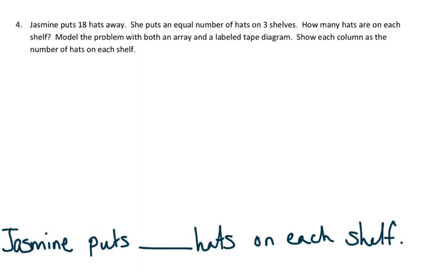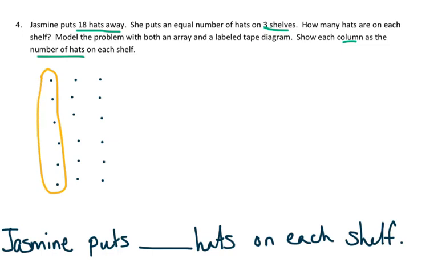Okay, and that reads, Jasmine puts blank hats on each shelf. We have some information that we can use. We have 18 hats to put away. We have 3 shelves, and we want the column to be the number of hats. Okay, so let's just do our 3 shelves, and we're going to have 18 hats. So we have 1, 2, 3, 4, 5, 6, 7, 8, 9, 10, 11, 12, 13, 14, 15, 16, 17, 18. And if I'm looking at one of those shelves, which is this right here, you can see that there are 6 hats on a shelf.